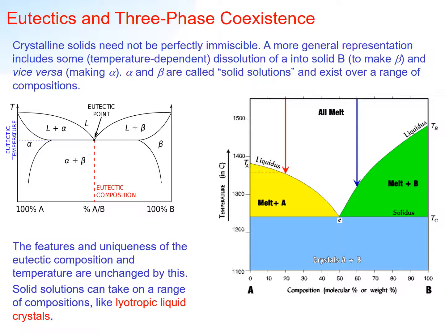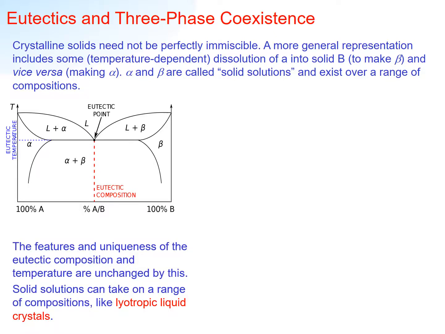The features, and particularly the uniqueness of the eutectic composition and eutectic temperature, aren't affected by this. The eutectic point still looks and behaves the same way, but the coexisting phases that separate out are somewhat different. So solid solutions can take on a range of compositions, and in that sense, they're like lyotropic liquid crystals.